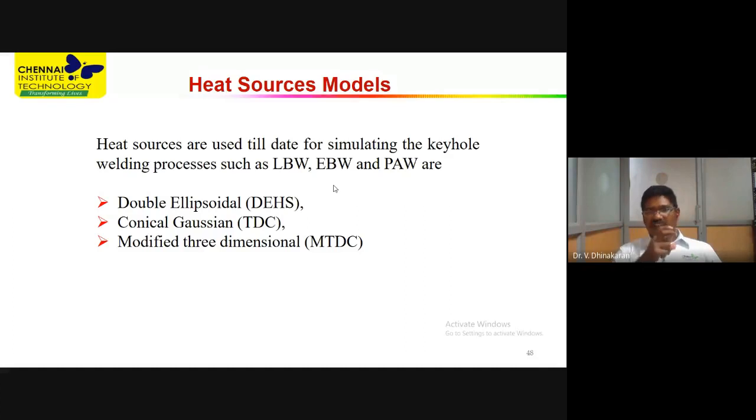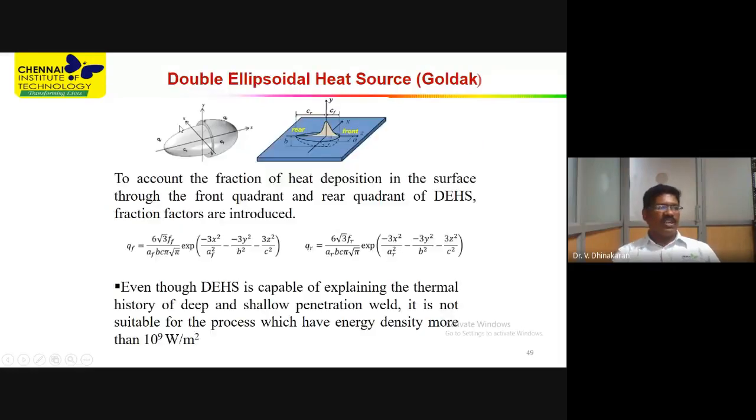The model which explains the flow of heat into the material is called the heat source model. The heat source model has to be carefully chosen. The available heat source models in the welding literature are the double ellipsoid heat source model, the conical Gaussian heat source model, and the modified truncated cone heat source model.